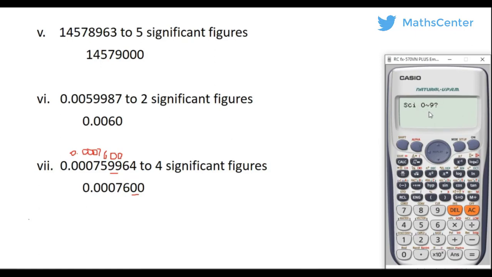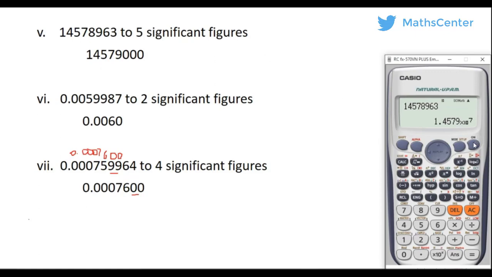It's going to ask you Sci 0 to 9. It's asking the number of significant figures you want to correct the number to. In this case, let's say we are correcting it to 5 significant figures. Now let's do that for V, because V said we should correct the number 14578963 to 5 significant figures. So input that number, 1, 4, 5, 7, 8, 9, 6, 3. Then press equal to. You can see that when you correct it to 5 significant figures, you get 1.4579 times 10 to the power 7. And that number will be 14579000, as shown as we solved here.